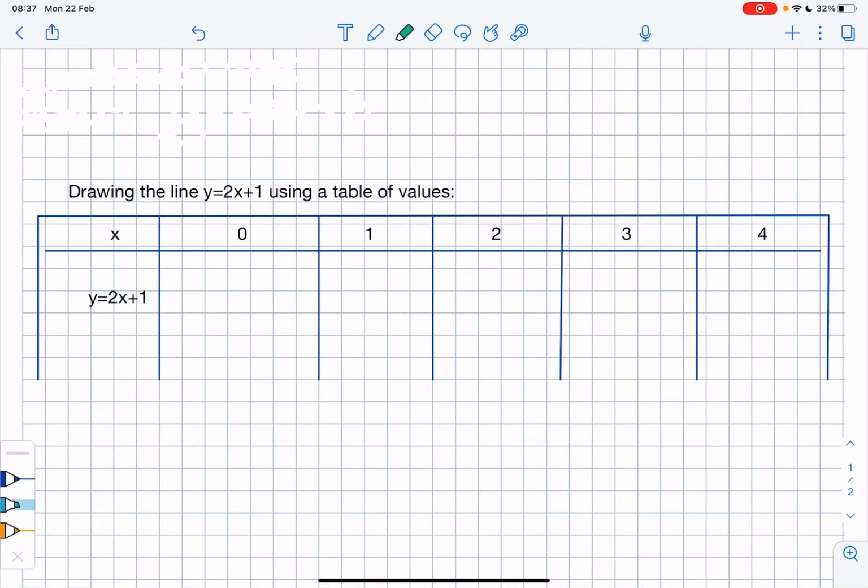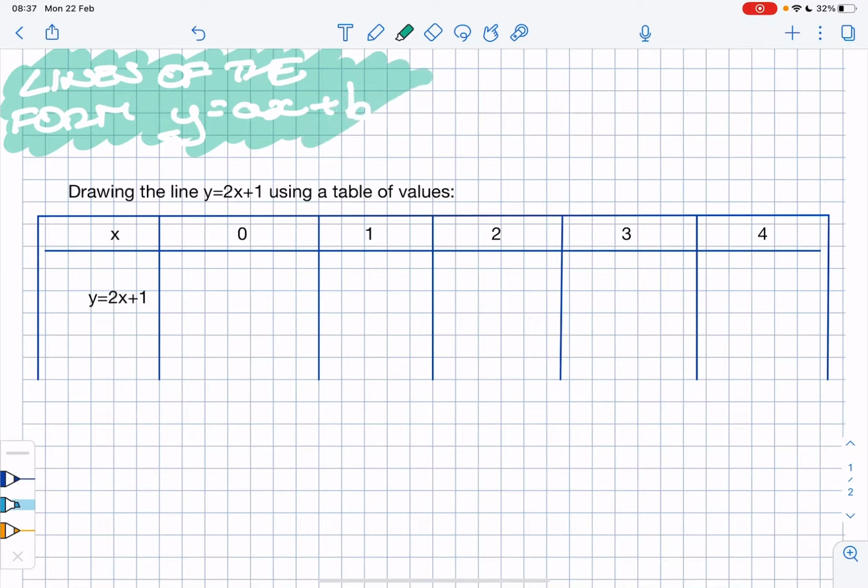Okay, so next up, we're taking our straight line work a little bit further by combining it with the work that we've done on gradient. And we're going to look at lines that take the form y equals ax plus b. Okay, so we're looking at the equations of these different lines, and these ones are just slightly different to the ones we were looking at initially because they combine something in terms of gradient and something else which we're going to try and uncover as well.